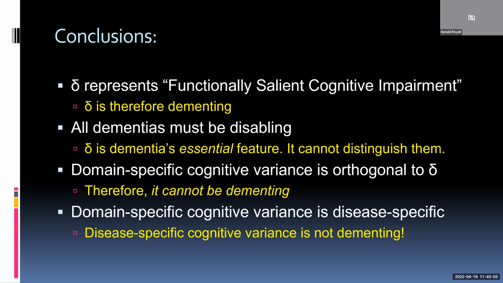Therefore, if it's orthogonal to D, it can't be related to functional status, so it's not dementing. And domain-specific cognitive variance is disease-specific, but all that means is that disease-specific cognitive variance is not dementing. And you'll have to target the cognitive correlates of functional status if you want to find the biomarkers that are functionally salient and therefore make interventions that have impacts on functional outcomes.